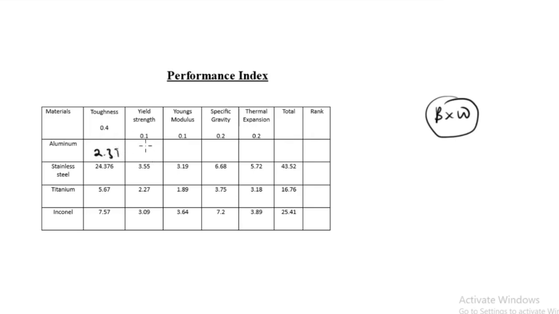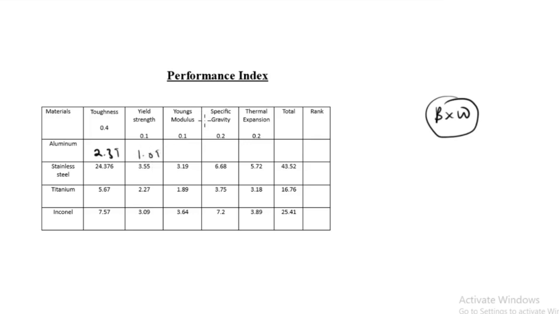And then you go to the next one. You go to stainless steel, you multiply the value that you've gotten from the table that we did by 0.4, and you do that for the titanium, and you do that for the Inconel, and you have your table. You go to the yield strength, the same thing. The weighting factor was 0.1. So aluminum was 10.91. When you multiply by 0.1, you're going to get 1.09, right?